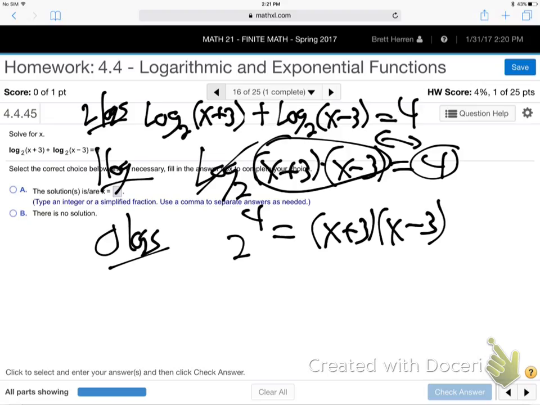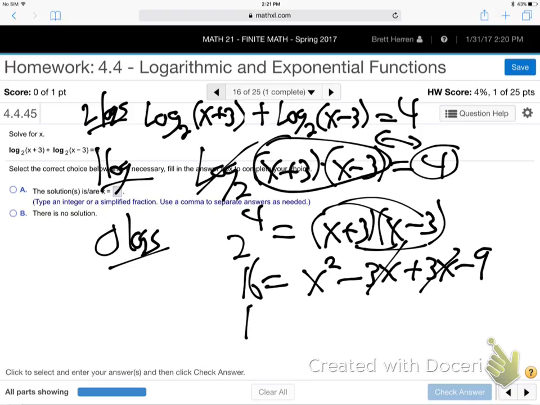Now, can you solve it from there? Yeah, I've got to FOIL out the right side. Uh-huh. So 2 to the 4th is 16. This will become x squared minus 3x. Boom, boom, boom, boom. You've got to FOIL, right? Remember all that? These cancel. Not going too quick. Remember all that from your algebra days, those happy algebra days? Like this, I just FOILed the right side.